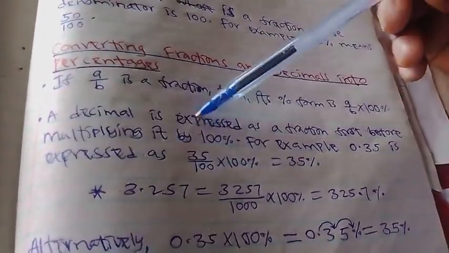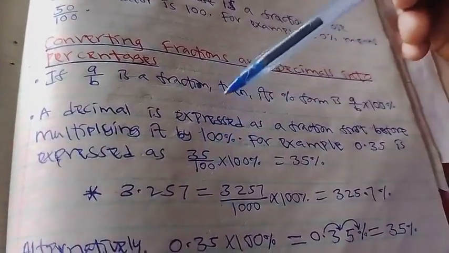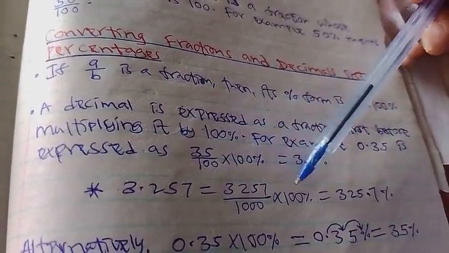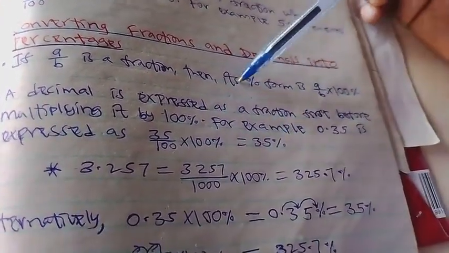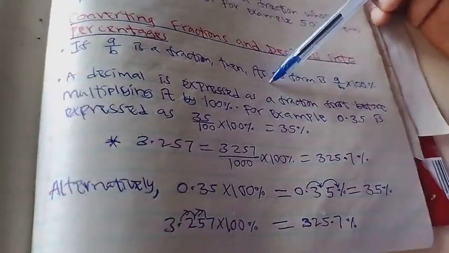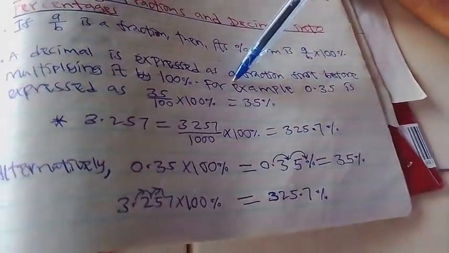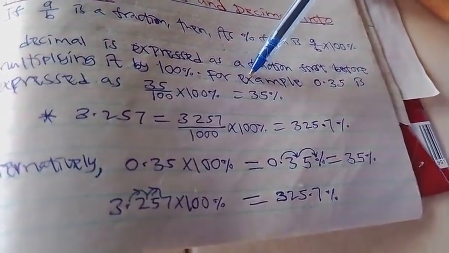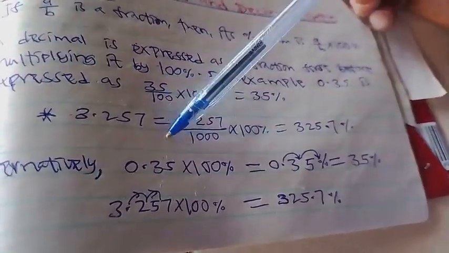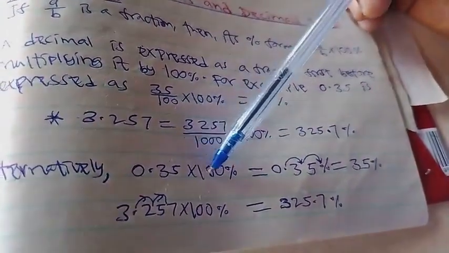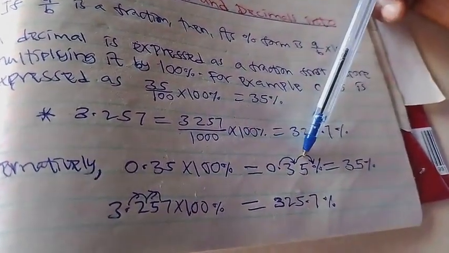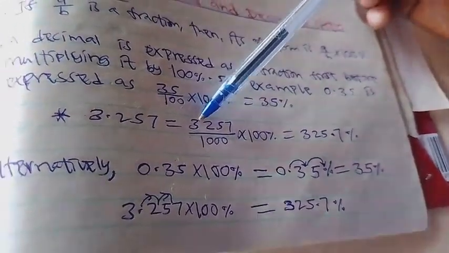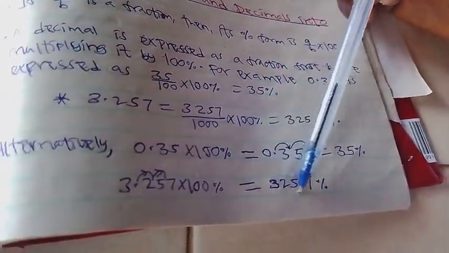Alternatively, 3.257 can be expressed as 3,257 over 1,000 times 100%, which is 325.7%. Alternatively, decimals can be converted to percentages by just shifting the decimal point to the right 2 times. For example, 0.35 times 100%, the decimal place is shifted twice to get 35%. 3.257 times 100%, the decimal place is shifted twice to give us 325.7%.